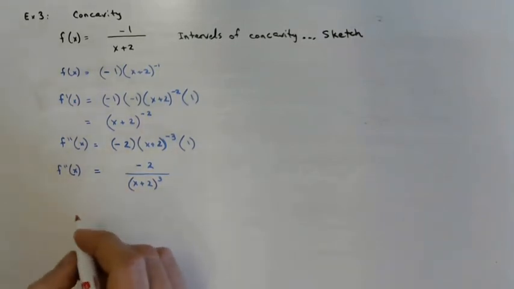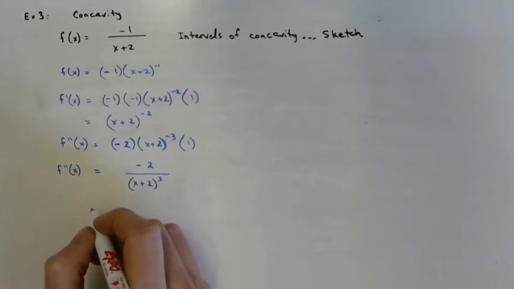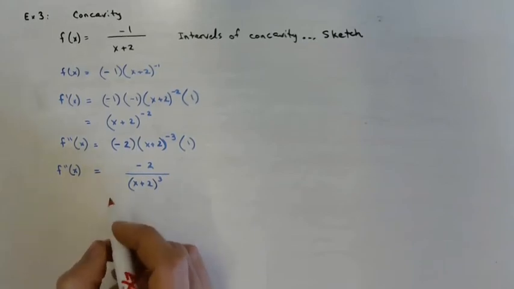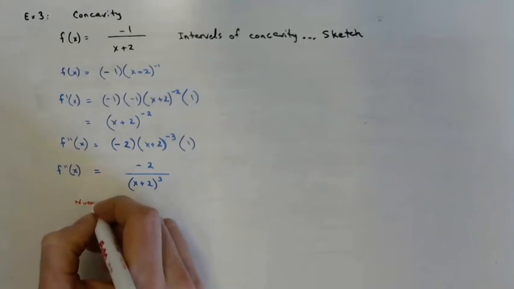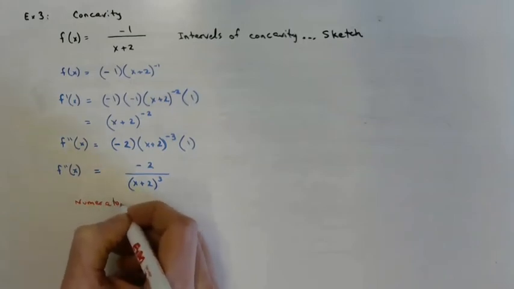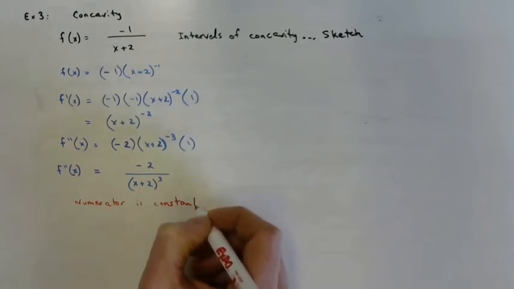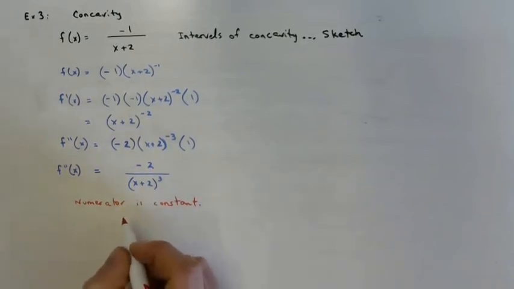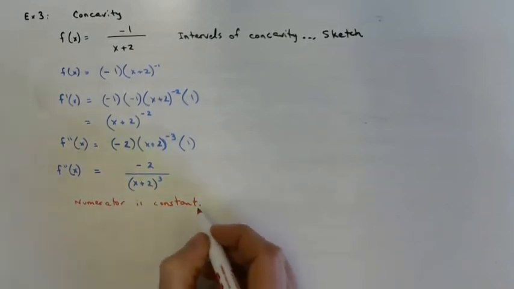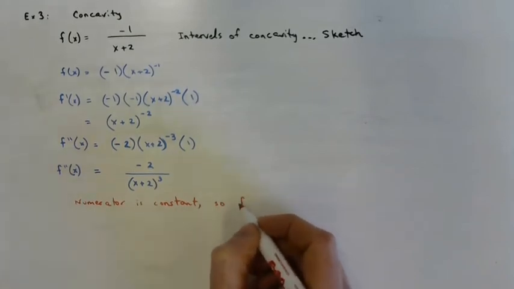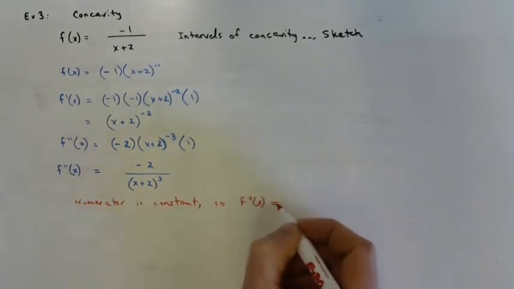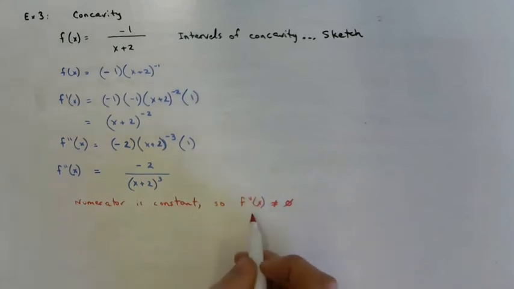A couple things to note here. The numerator is a constant. So f double prime of x can't be 0. It will never be 0.